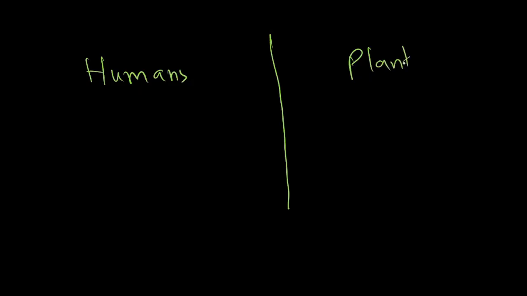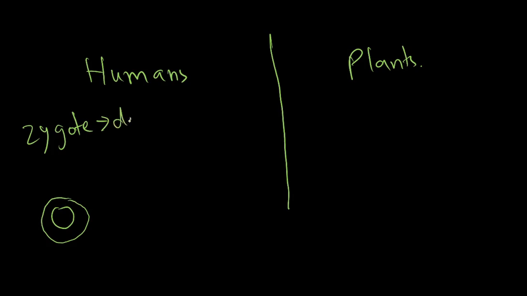So let us understand the difference between differentiation in humans and in plants. Well, in humans, it starts as a zygote, something like this. So we all start from a zygote. Then it divides into other cells, and that's how the differentiation works. It turns into tissues and then organs, and then ultimately the entire organism.